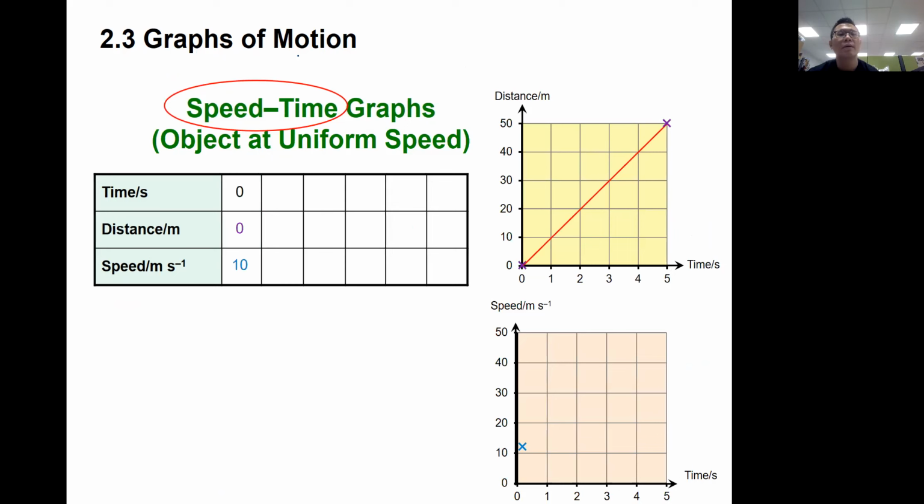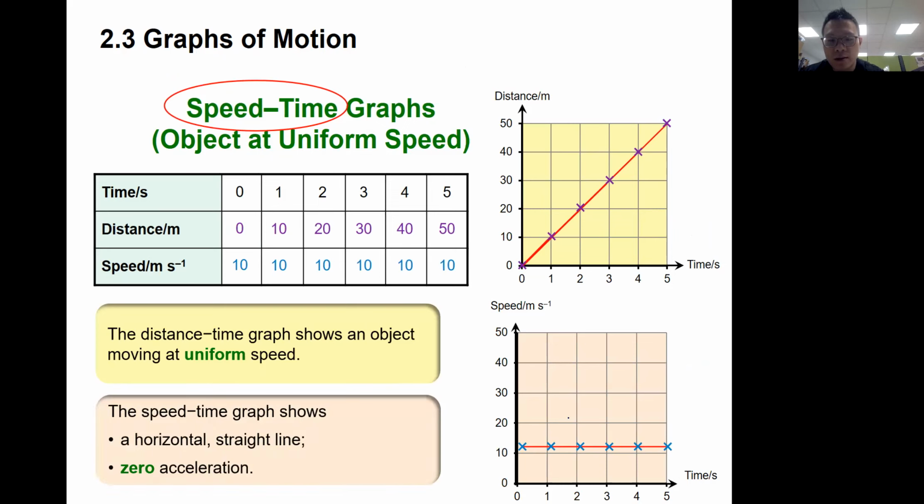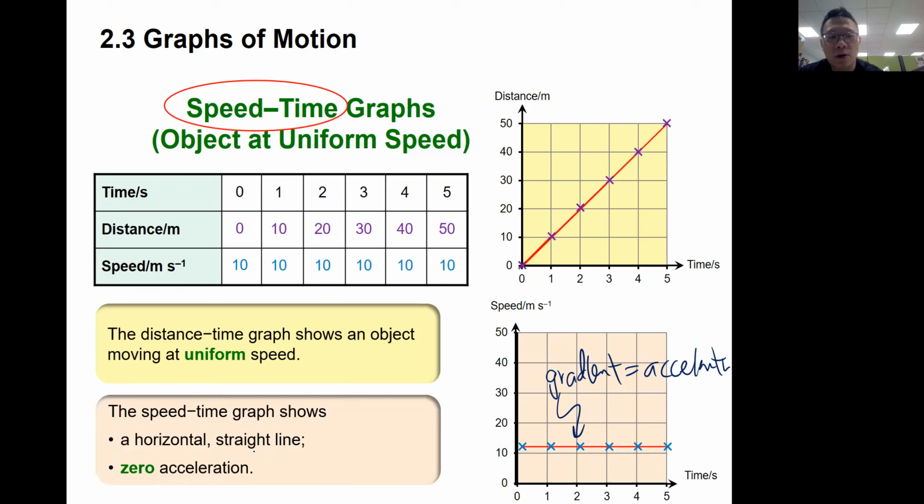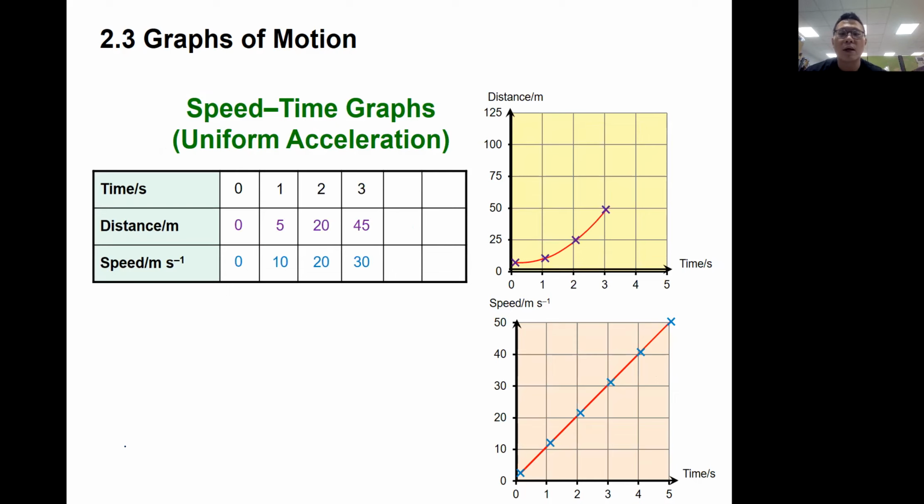Similarly, if I'm looking at the speed time graph, I will know that the gradient of a speed time graph will give me another piece of information, and this information is acceleration. If the speed time graph has a horizontal straight line, aka the gradient of a speed time graph is 0, I am indirectly saying that the acceleration is actually 0. So remember, the gradient of one graph gives the information to the next graph.